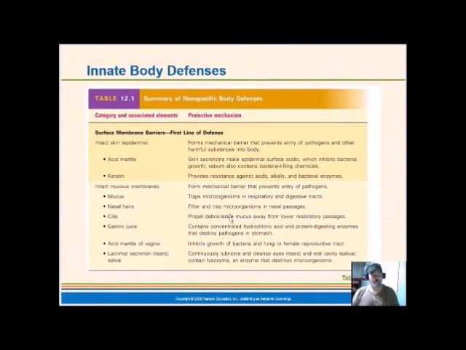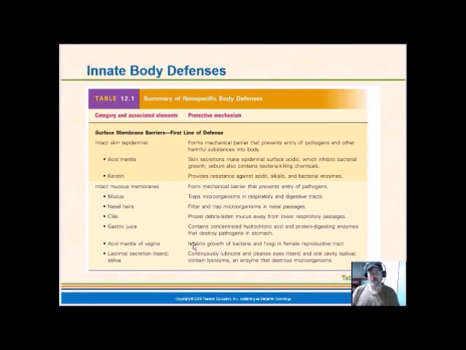Cilia, which are in the respiratory tract, are constantly moving. They're wafting bacteria and mucus up the respiratory tree into our throat where we swallow it. And then that goes into the stomach, where the stomach acids will generally kill most organisms. Gastric juice, then, is concentrated hydrochloric acid and protein digestive enzymes that destroy pathogens in the stomach.